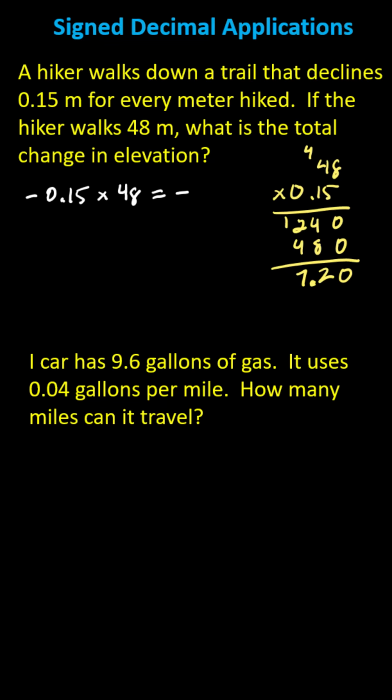We can drop the 0 on the far right, and therefore the original product is negative 7.2, indicating the total change in elevation is a decline of 7.2 meters. We know it's a decline because of the negative.